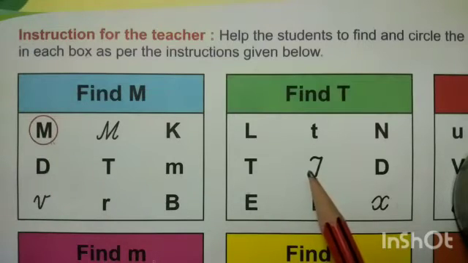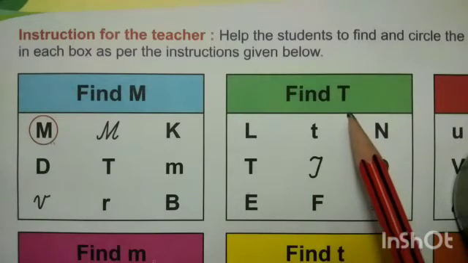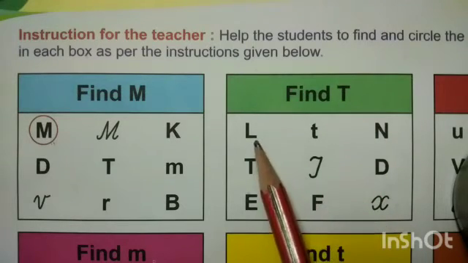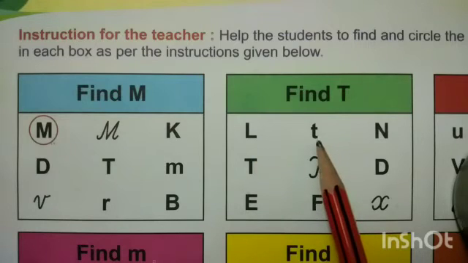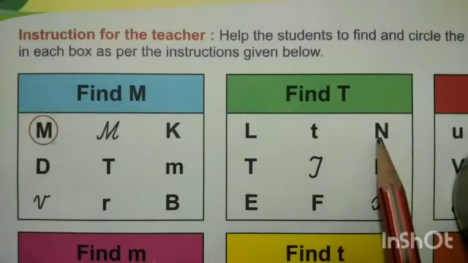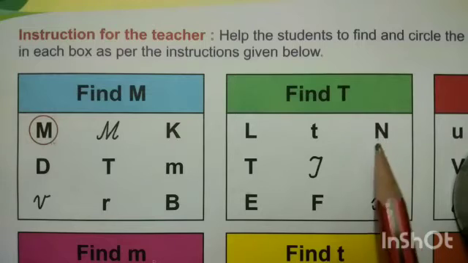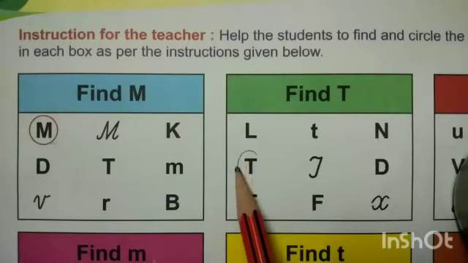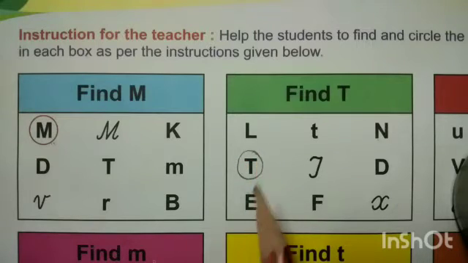Now the second box, can you tell me which letter is given? Capital T. So is this capital T? No. Is this capital T? No. Is this capital T? Yes. So we will circle this capital T.